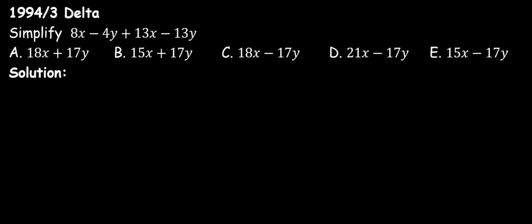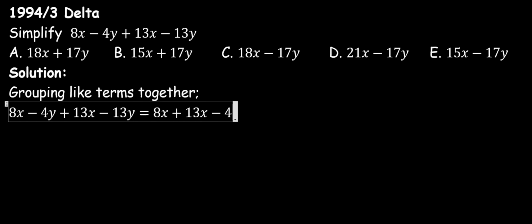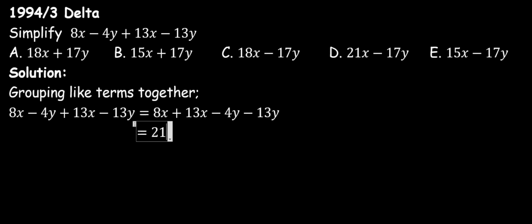Solution. Grouping like terms together, we have that 8x minus 4y plus 13x minus 13y will be equals to 8x plus 13x minus 4y minus 13y. And that will give us 21x minus 17y. What we have just done, in the case of x, we added them. It's plus. In the case of y, they are minus items. Both of them are minus items. Just like you're adding all bad items together, bad oranges together. And so that's why we got minus 17y.